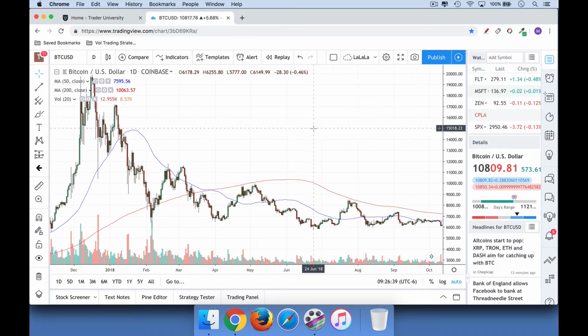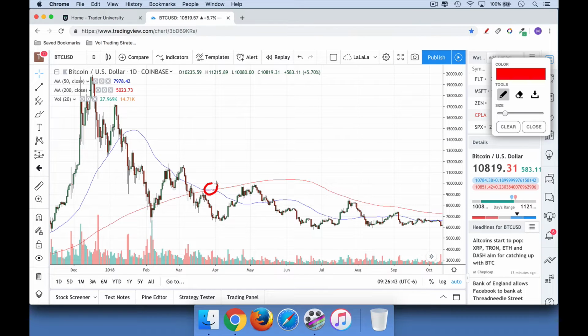So it got us short back in early 2018. When the blue line crosses below the red line, as it did right here in late March 2018, that is a bearish sign. That's a sign that you want to go short.